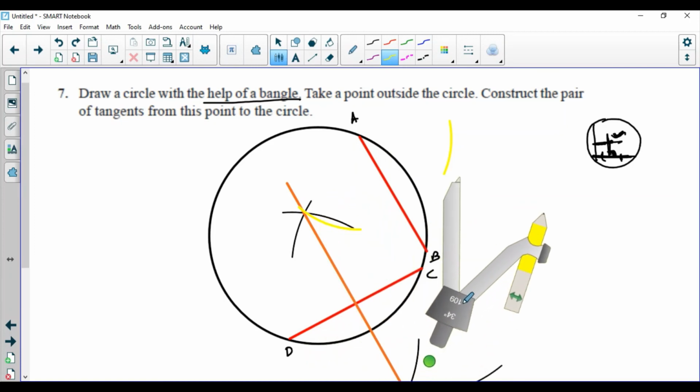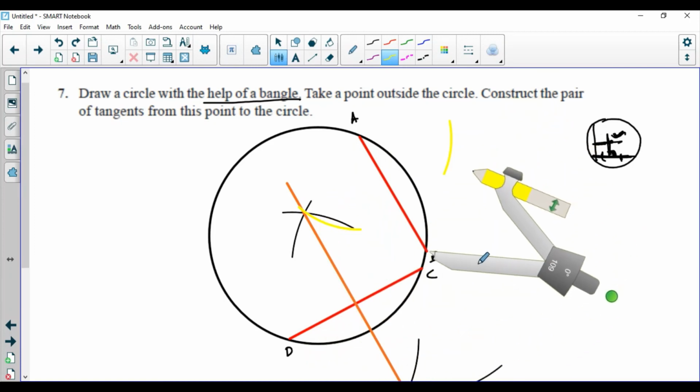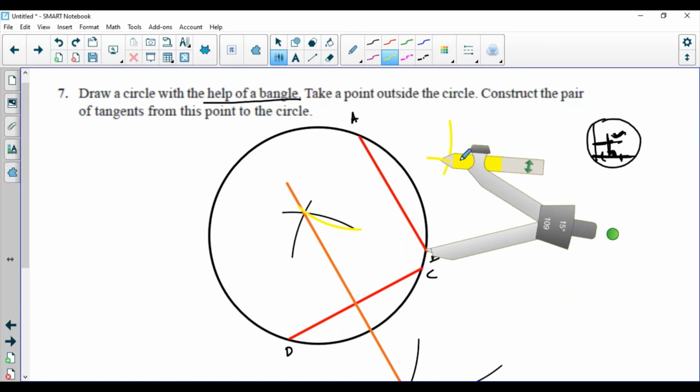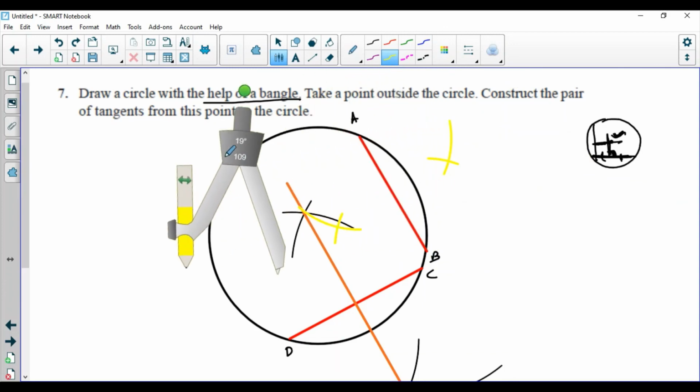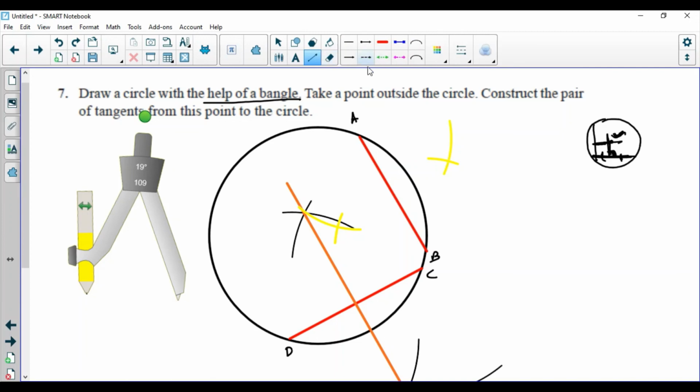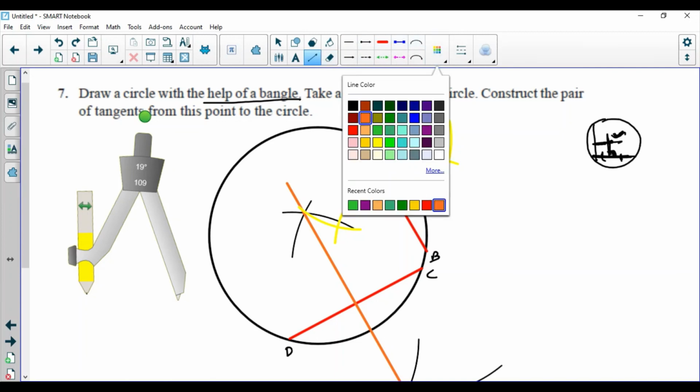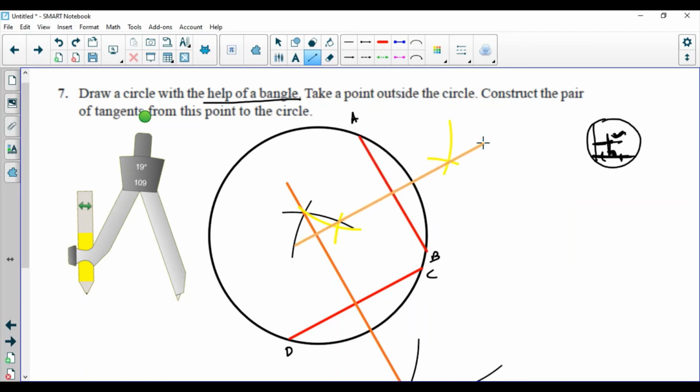Now keep the pointer at B. Join them. Okay, so this point is our center. This point is our center. Let this point be O.